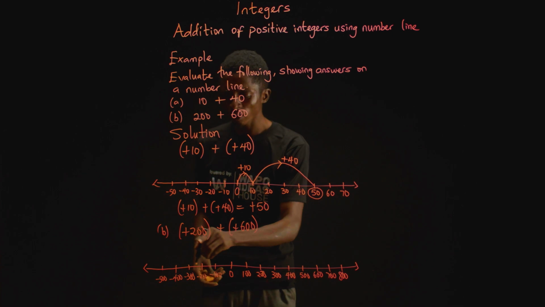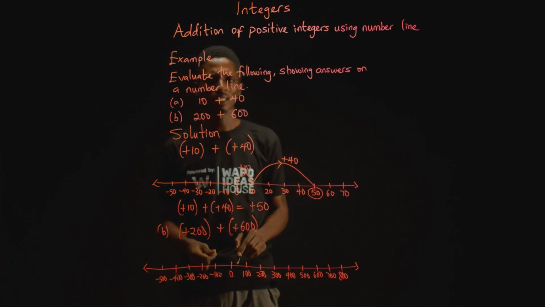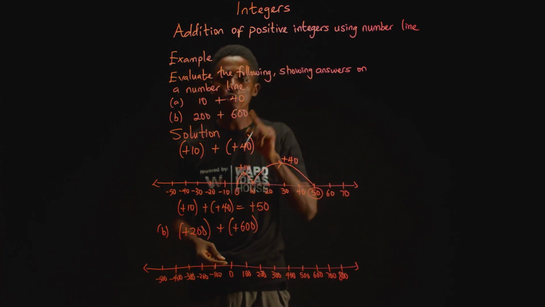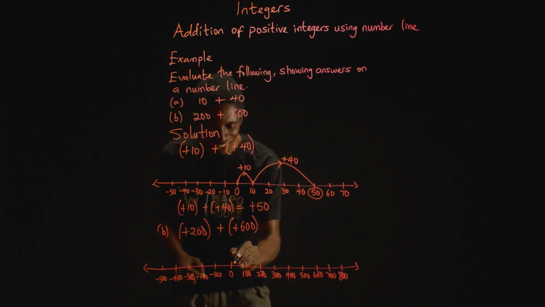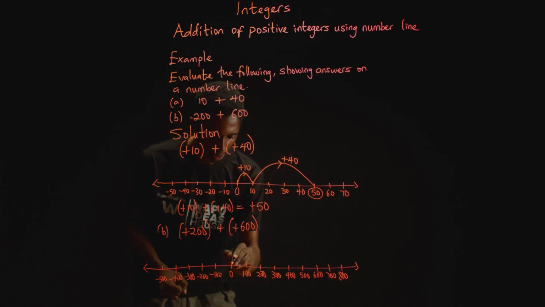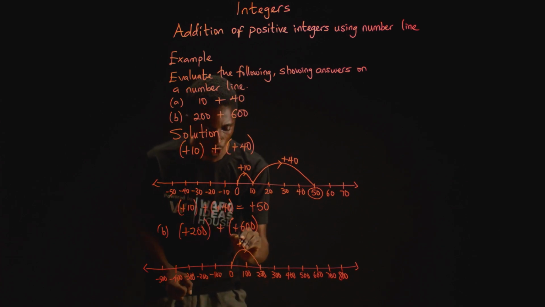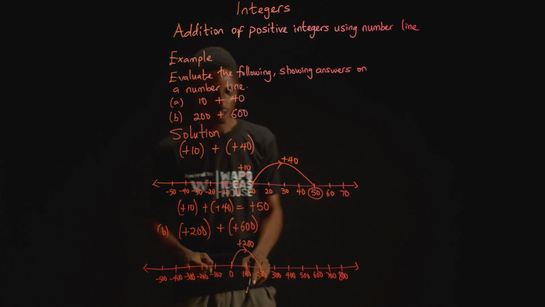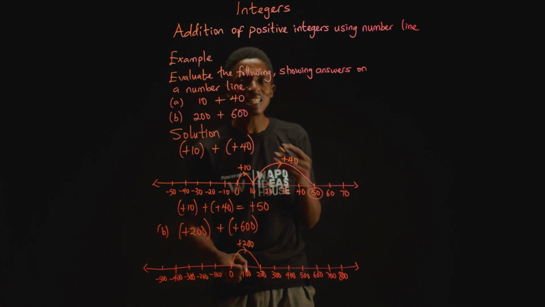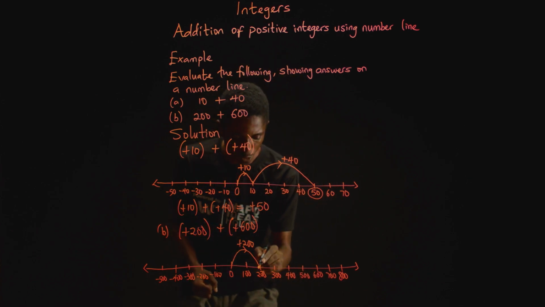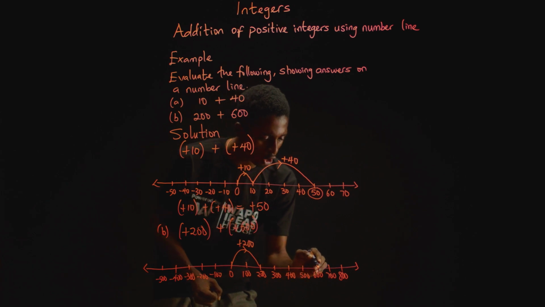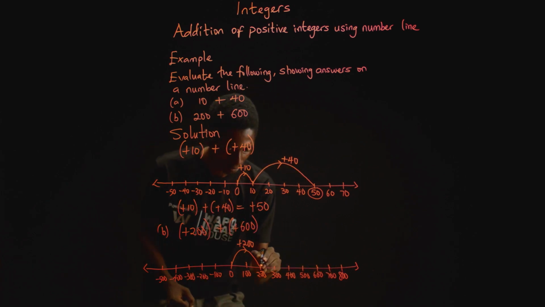Good. Now, the first thing is to add 200. Since we have moved in steps of 100, plus 200 will only be 2 steps to the right. So starting from 0, you move 2 steps to the right. 1, 2. This indicates plus 200. From where you stop, we are then going to add plus 600, which will be 6 steps to the right of 200. So let's count. 1, 2, 3, 4, 5, and 6.